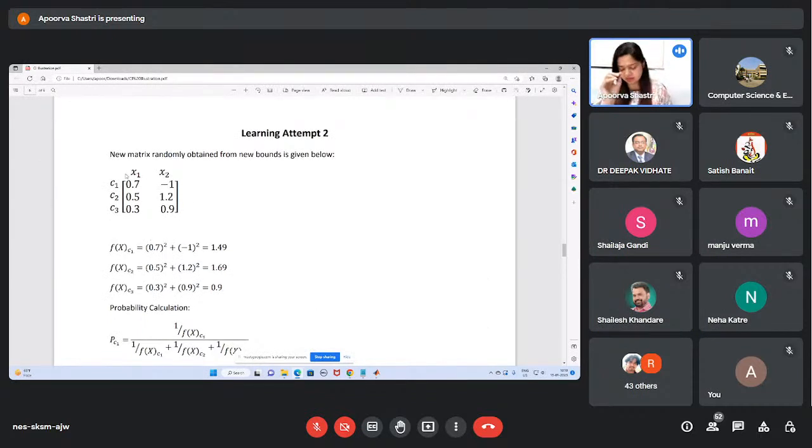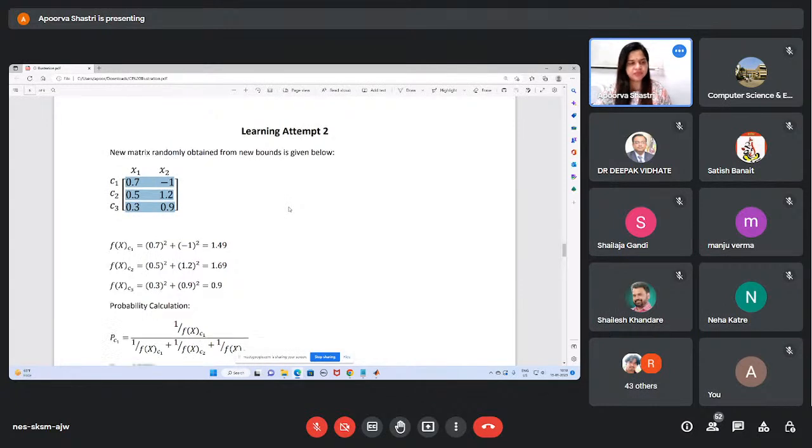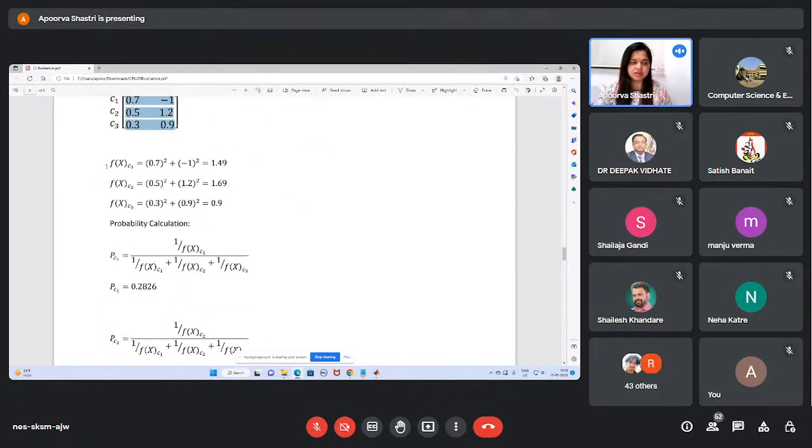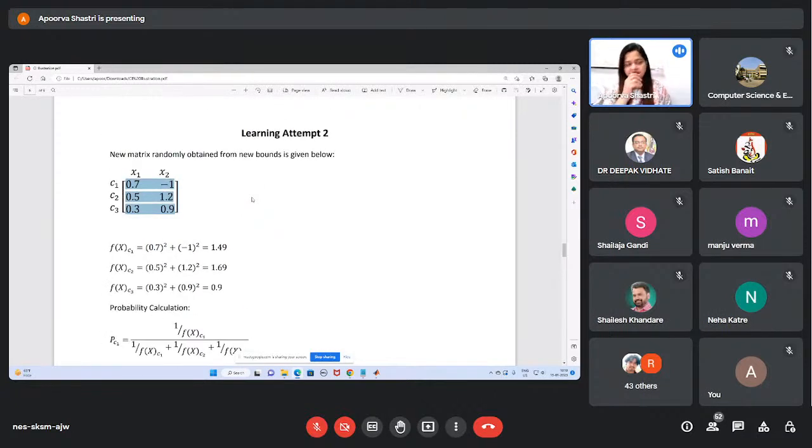Again, as I told you yesterday also, you can select any random number from within that range. Right now, to check that we are all on the same page, please take these values as random numbers, or qualities, for learning attempt 2, and go ahead with the objective function calculation and probability calculation. I'm waiting for the answers.